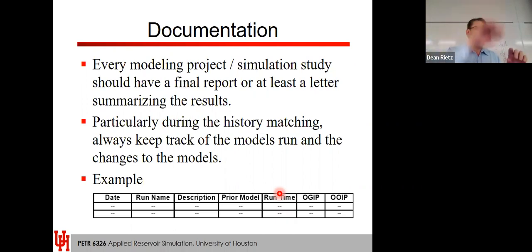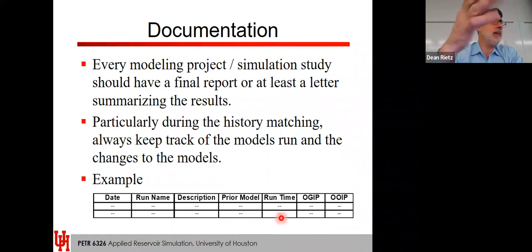So it's a tree, and then each of these might have like 5 different runs, and you pick this one, and then you went from this one. Okay, so you want to keep track of what the name of the model run was, and what was the main difference that you had in that model, because it'll help you during your history match process.